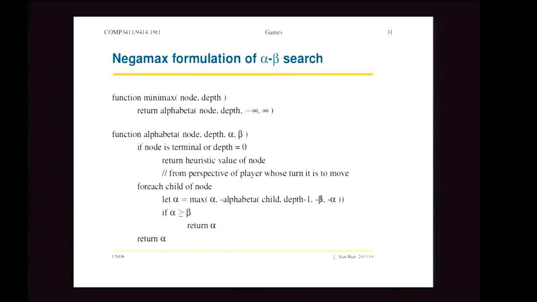All right, so let me show you an example. Let me just work through an example here so that you can see how this operates.